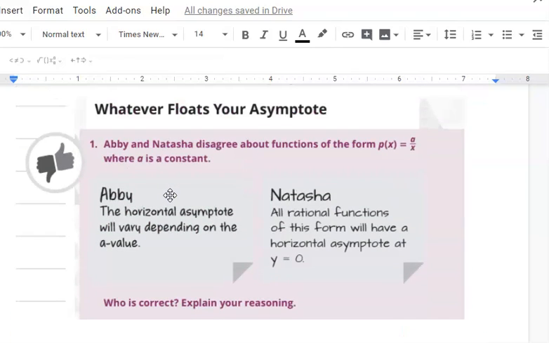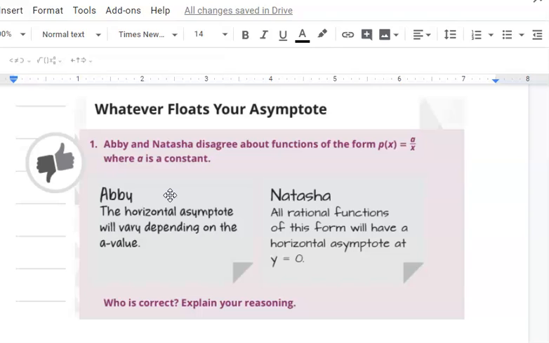All right, Abby and Natasha disagree about this function. P of x is equal to a divided by x, where a is constant. Abby says the horizontal asymptote will vary depending on what value a is. And then Natasha says all rational functions of this form will have a horizontal asymptote at y is equal to 0. Who is correct? And explain your reasoning.